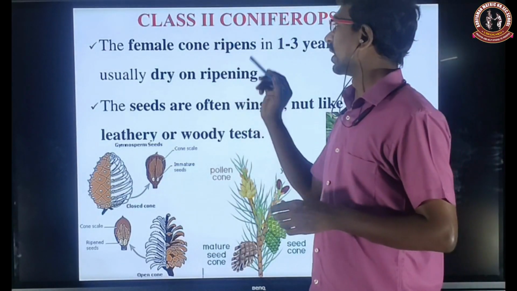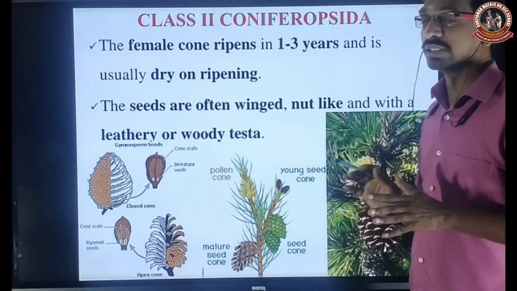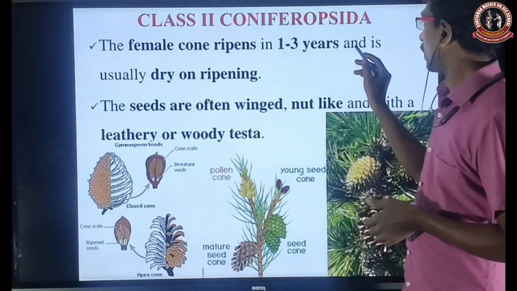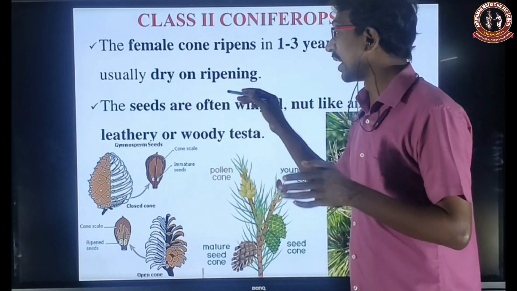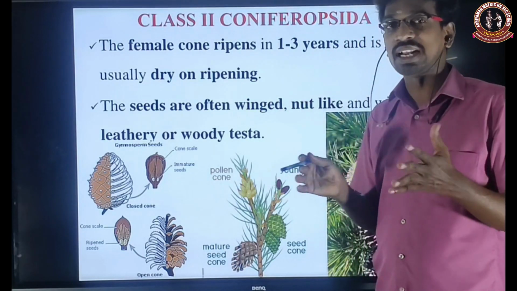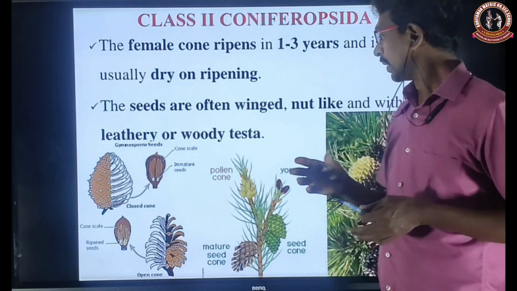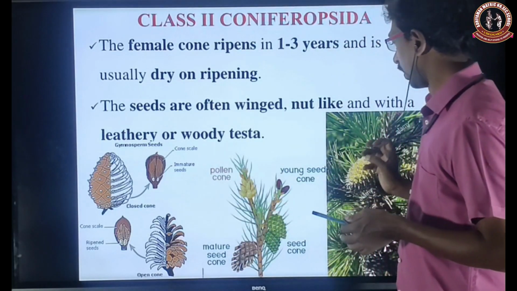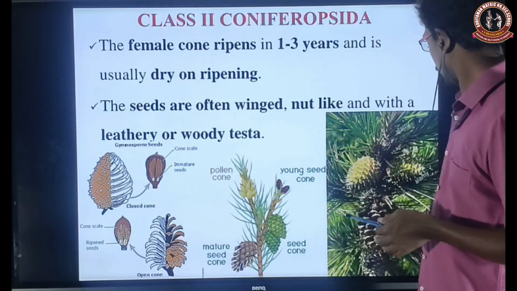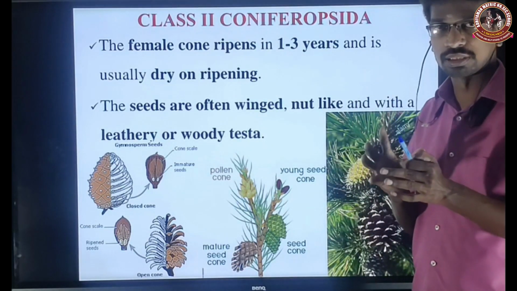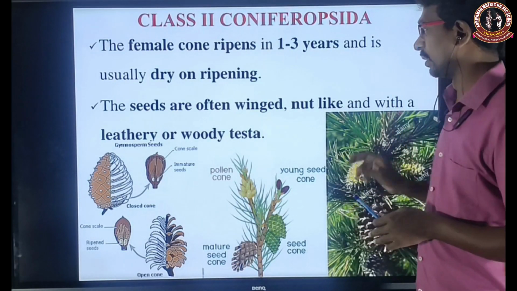The female cone ripens in 1 to 3 years. It takes 1 to 3 years for ripening, and it is usually dry on ripening. When it's fully dry, it looks very hard and totally dried up. It's a very hard structure, like a woody nature.